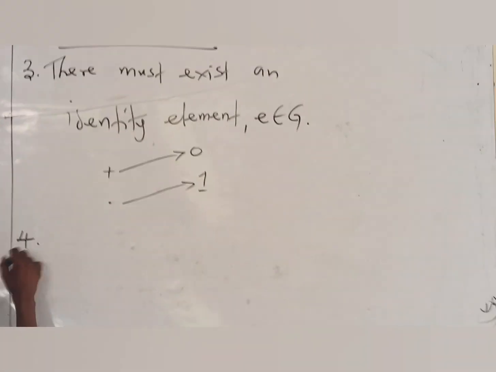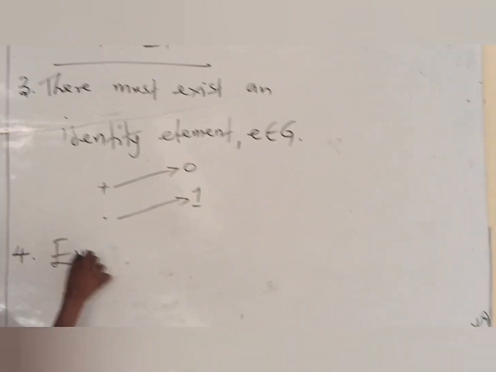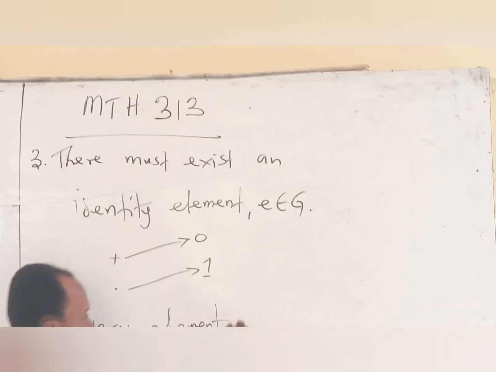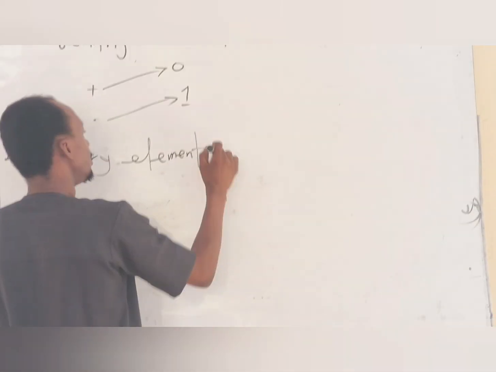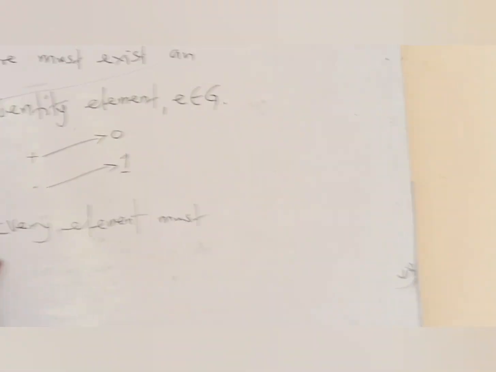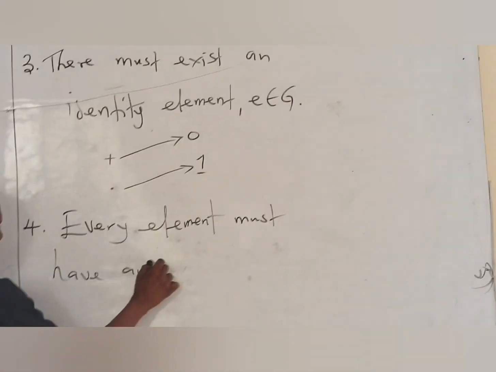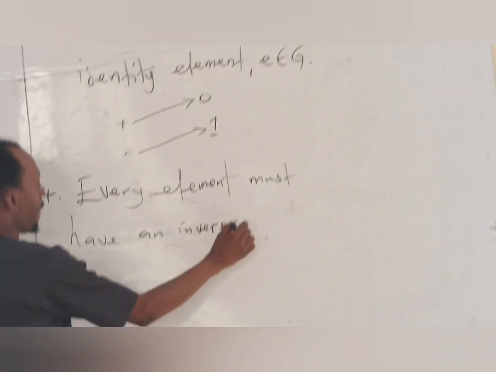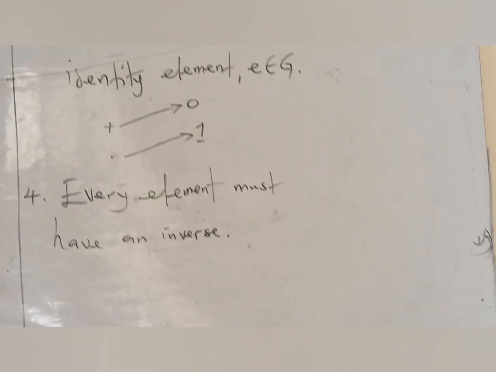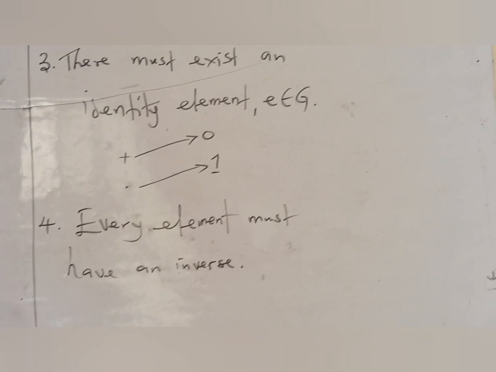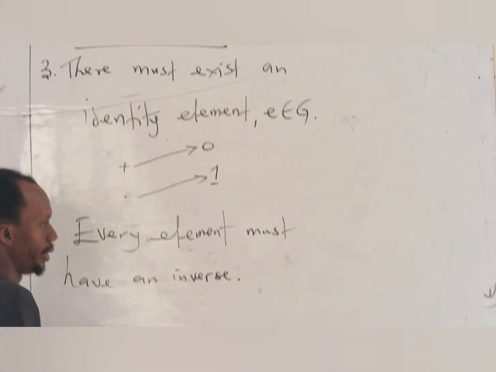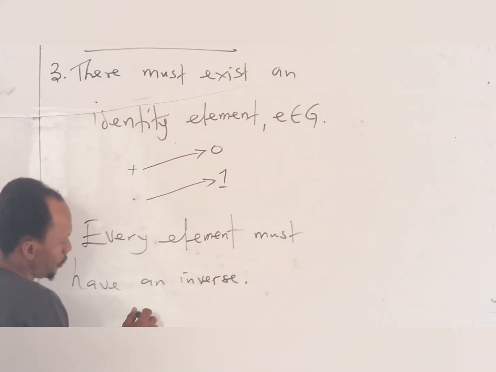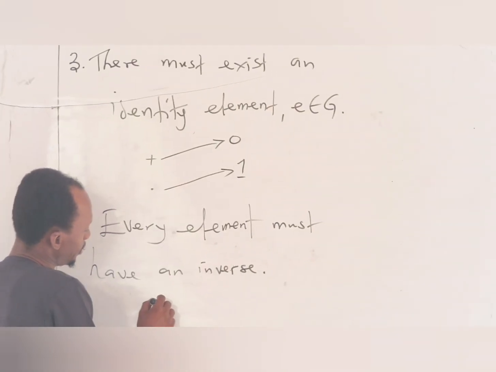Now the fourth property says that every element of the given non-empty set must have an inverse. Every element of the given set, under that operation, must have what? An inverse. How do you write the inverse for the binary operation of addition? Is it not the negative? Yes.